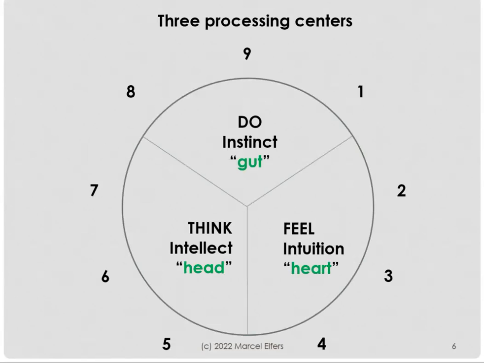The three main processing centers are head, heart, and gut. Of course, heart is intuition, subjectivity, and feelings. Head is intellect, reasoning, thinking, and gut is instinct, gut reactions, and doing.